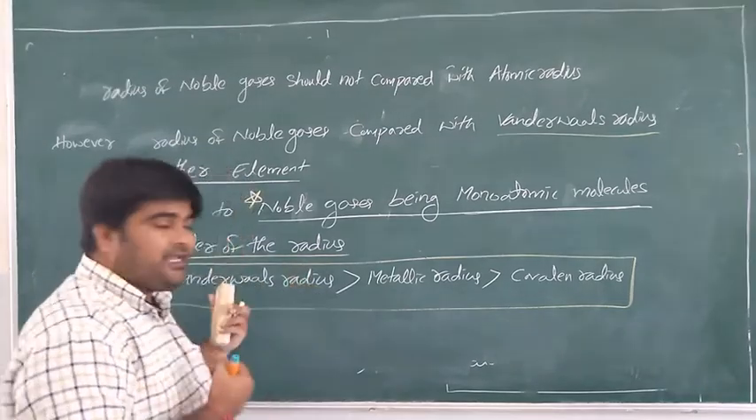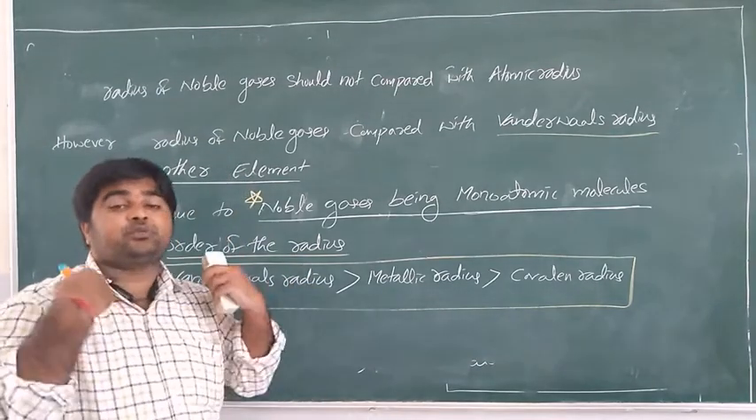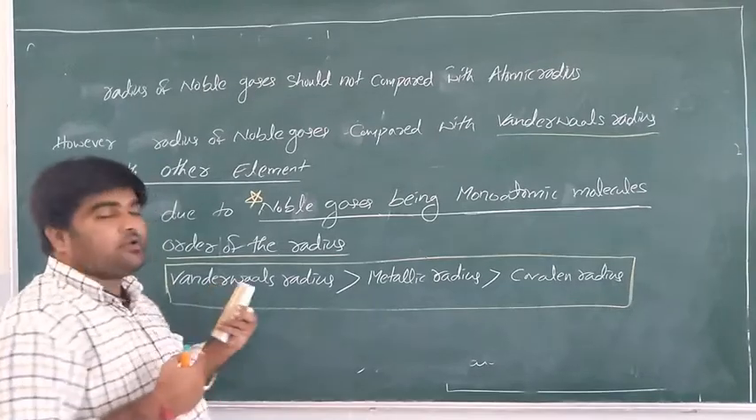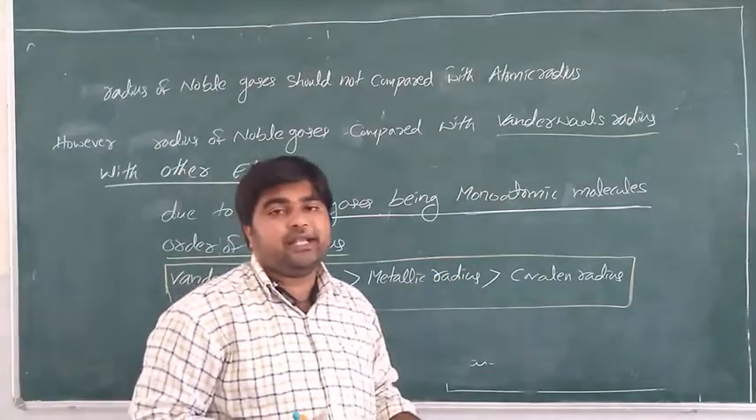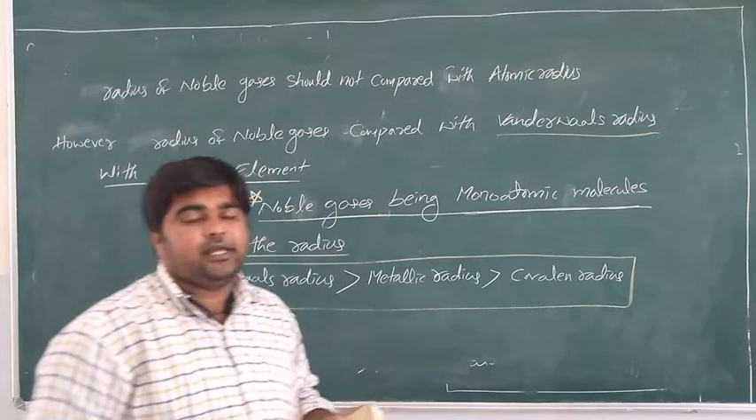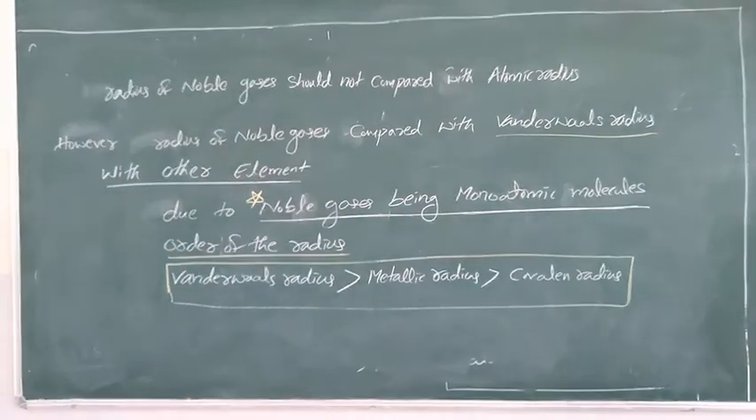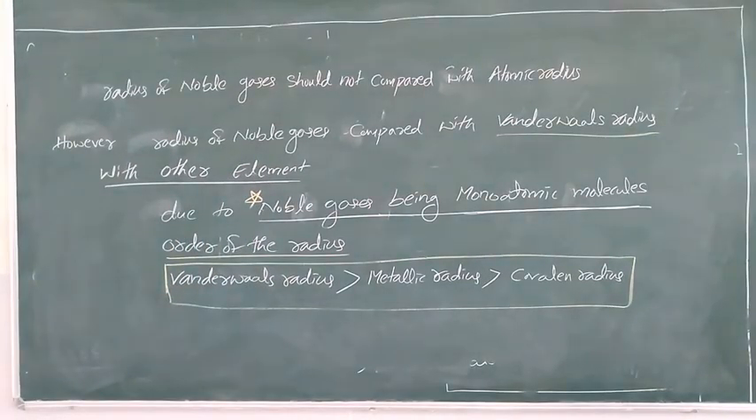So what is the order? Which radius is more? The van der Waals radius is more than the metallic radius, then the covalent radius. Okay. So let us come to discuss.